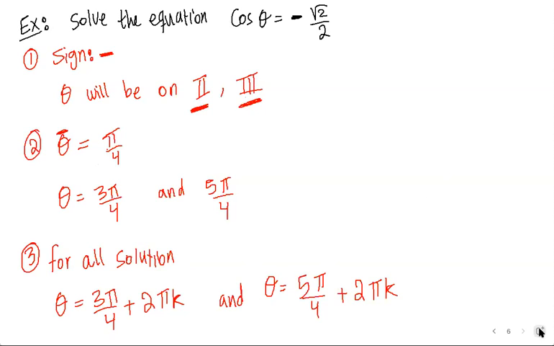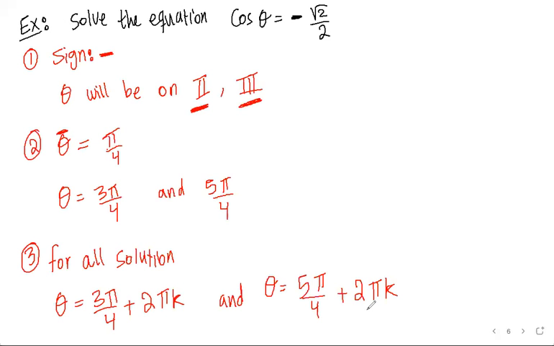Last example in this section. Example. Wait, I'm sorry, Professor. Just really quick. The last thing you wrote was plus 2 pi k? Can you just go over that really quick? What's the k in this case?